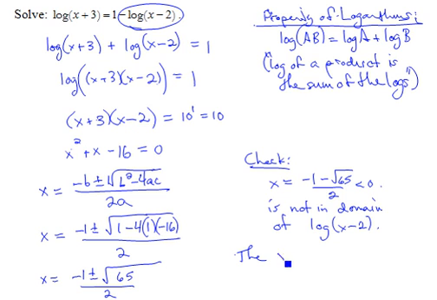The value of x equal to negative 1 plus the square root of 65 over 2 is approximately, well, let's see, the square root of 65 is approximately 8. The square root of 64 would be 8. And so if we do negative 1 plus 8 over 2, we would have a positive number. So that root is okay. We'll have a positive number, and that won't cause any problems with the other logs. So that is the answer, the solution to the logarithmic equation.